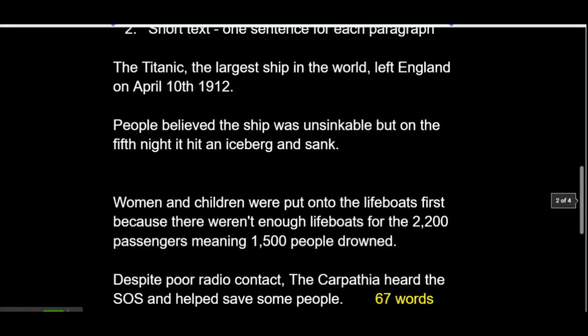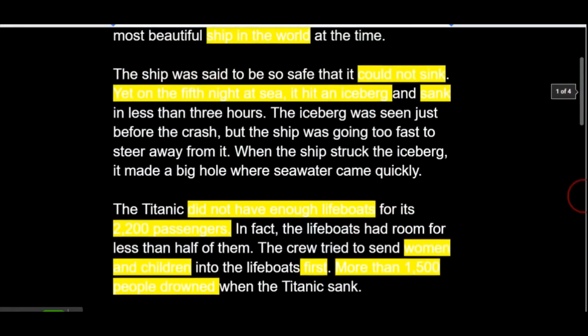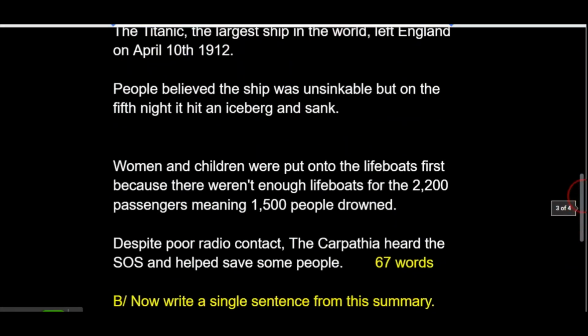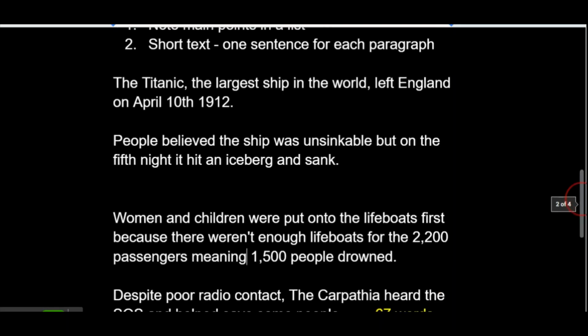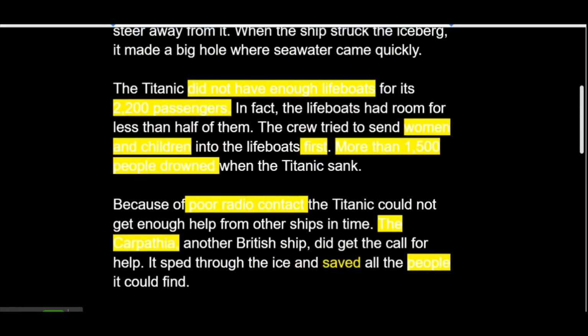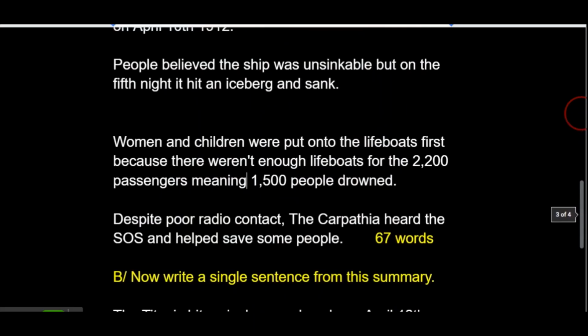Now that you've written your summary sentences, you have to reflect back on the text and check that you've included everything that you've needed to. Now, if I look at my summary sentences, I'm really happy with them, except I've discovered that here I've written 1,500 people drowned, but that's not what was written in the text, is it? Let's have a look. So more than 1,500 people drowned. So I need to add those two words to my information to be accurate.